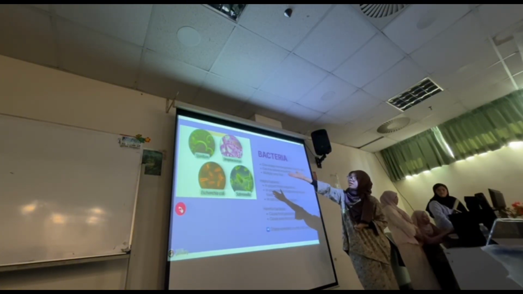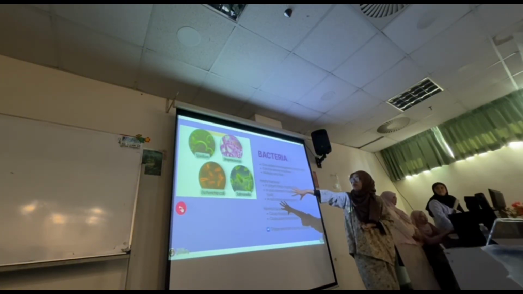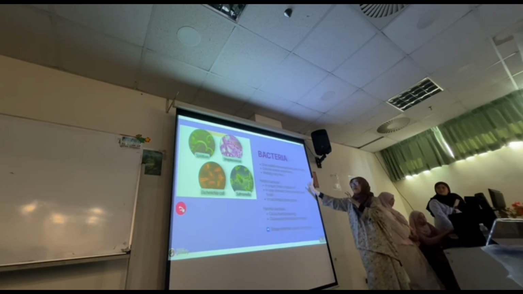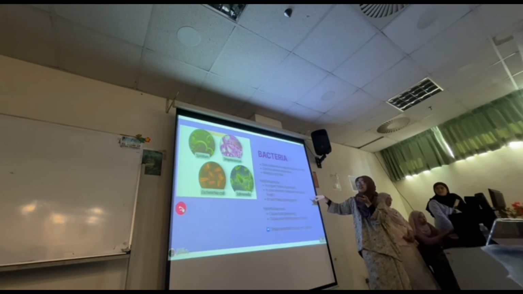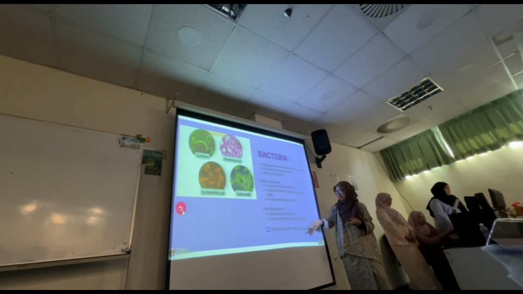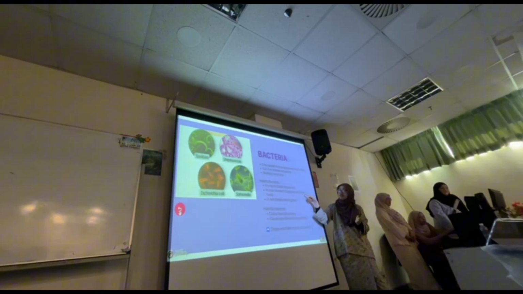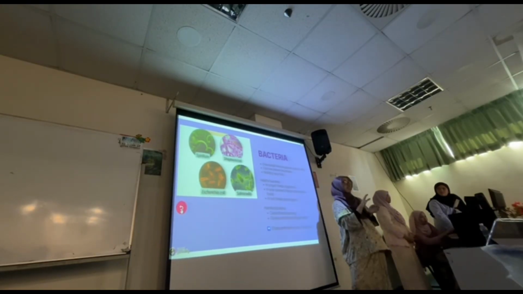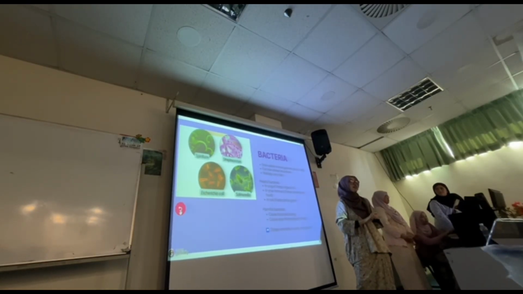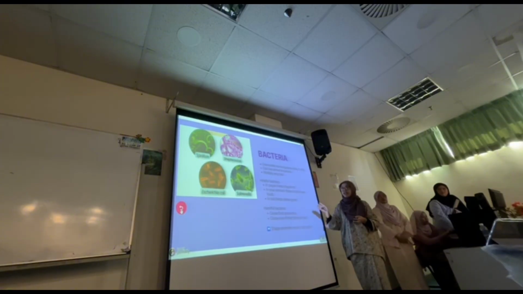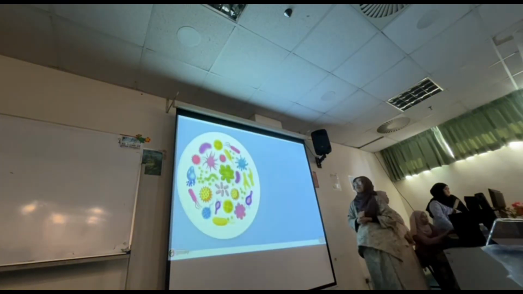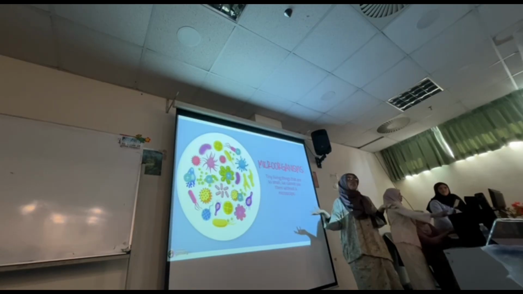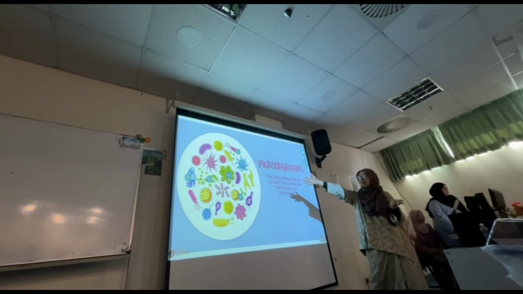Examples are Spirillum, Streptococcus, Salmonella, and the others. So the shape of bacteria is round, rod, and spiral. Round, rod, and spiral, like the sausage. Just remember the sausage. So that's the shape. Okay. Next, which one? The other one you want to see?